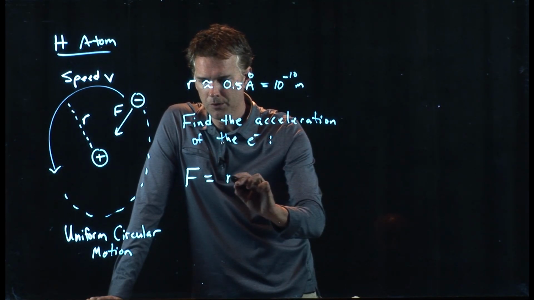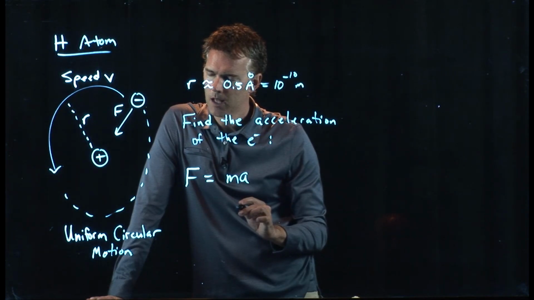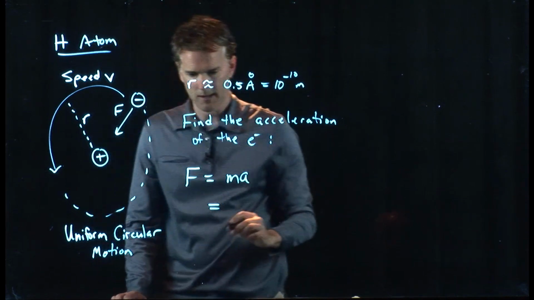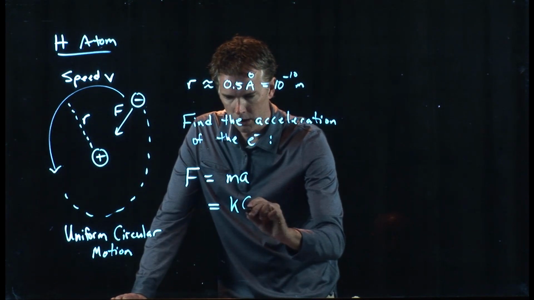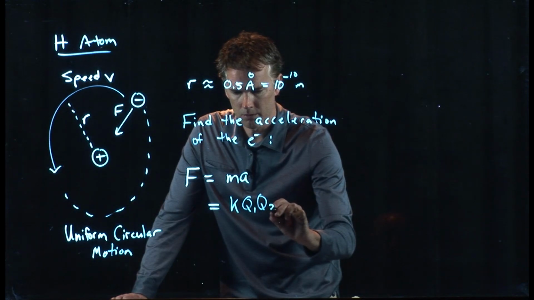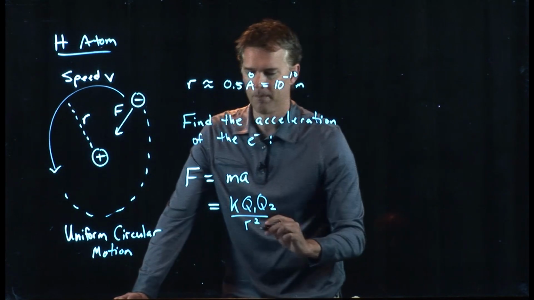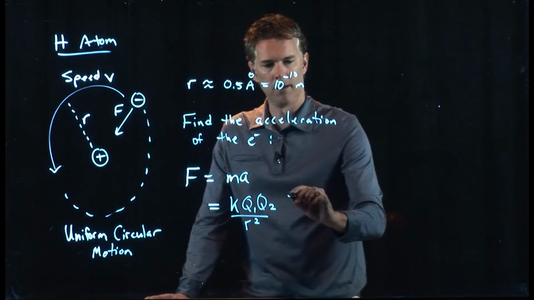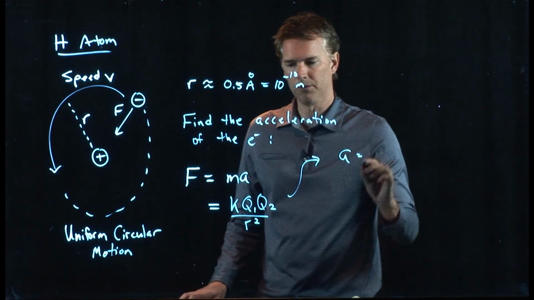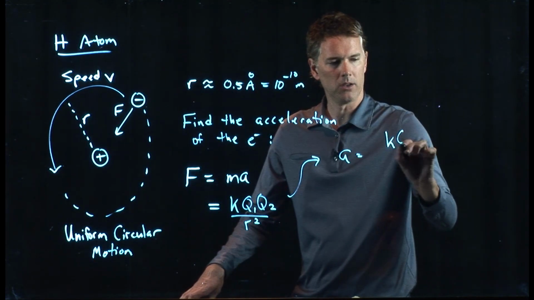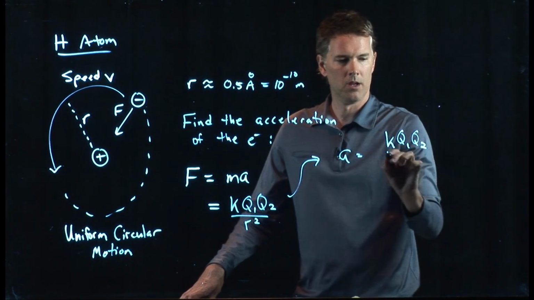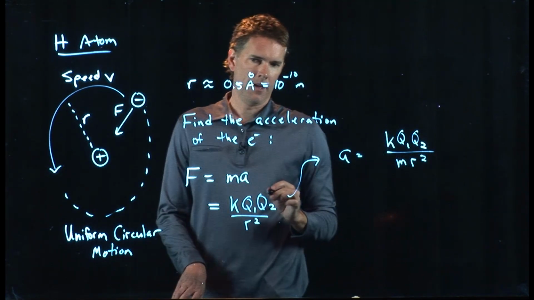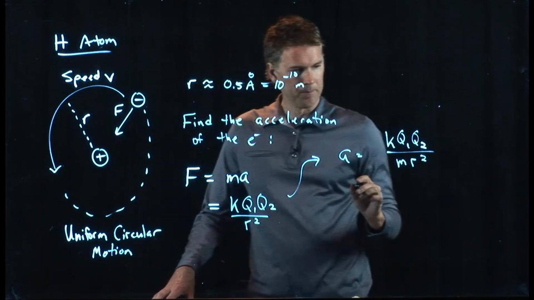But we know what acceleration is, and we know how it relates to force, right? Force is equal to ma, and we know what the force is in this case. It is Coulomb's law. So it is K Q1 Q2 over r squared. And now we can solve this thing for a. A is equal to K Q1 Q2 divided by m r squared. And now we have all those numbers. So let's plug them in.